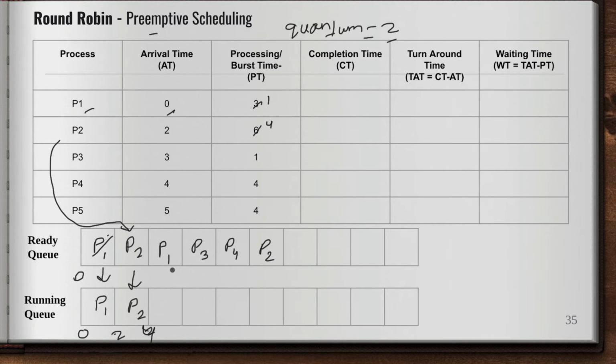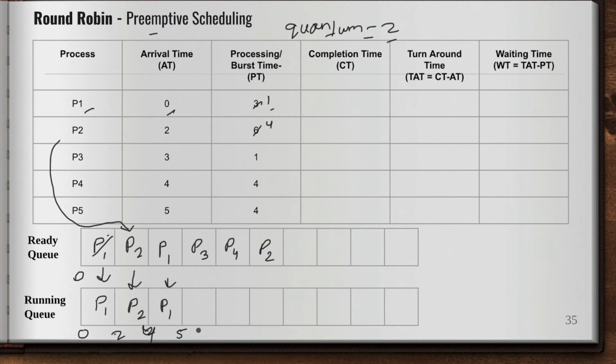All right. So what next? Next one, we have P1. So we'll bring that into the running queue. We'll put P1. Now what's remaining time? Remaining time is only 1, right? So there's no need to run it for another 2 units because the remaining is only 1. So it doesn't make sense to run it for 2 units. So we'll run it for 1 unit.